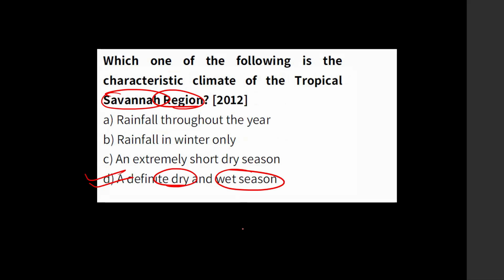Option D is the answer. Savannah climate means what? Alternative wet and dry.